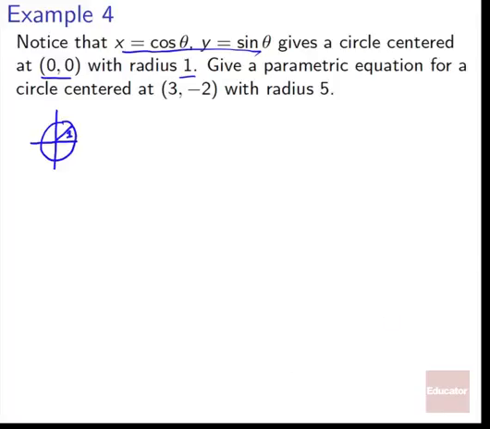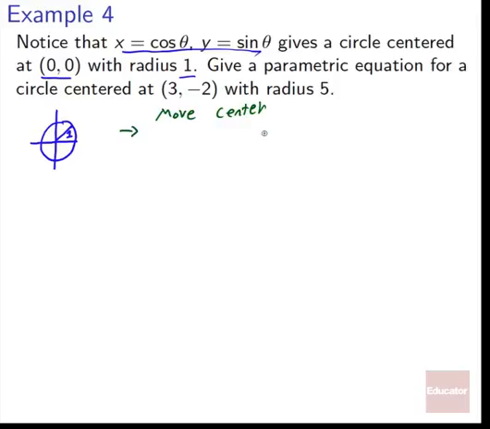All right. So let's think about if we wanted to give a parametric equation for a circle centered at 3, negative 2 with radius 5, how could we do each one of those things? Well, we could move the center by adding things to x and y, right? So if we have x equals cosine theta, y equals sine theta, well, if we just add 3 to x, so it's 3 plus cosine theta, well, then all of our x values will have shifted the entire thing horizontally to the right by 3, right? We'll have shifted the entire thing horizontally because we just added 3 to x, so every x point just moved over 3.